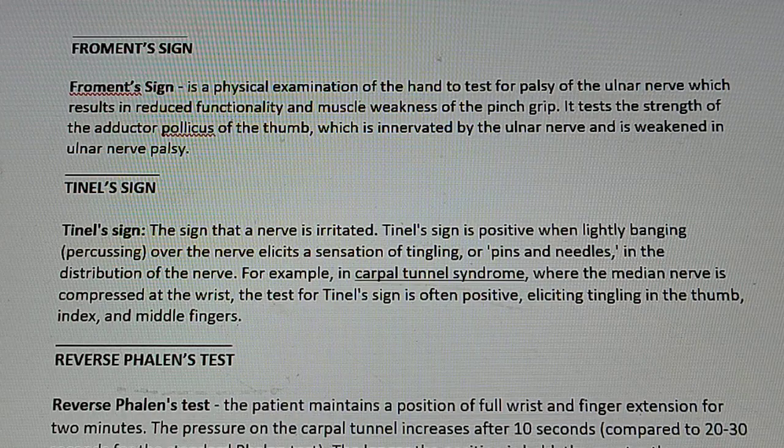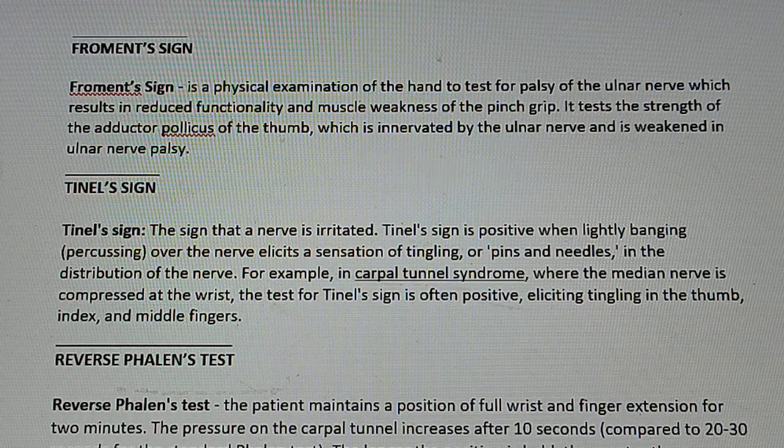Froment's sign is a physical examination of the hand to test for palsy of the ulnar nerve. So it's focusing on the ulnar nerve, which results in reduced functionality and muscle weakness of the pinch grip. It tests the strength of the adductor pollicis of the thumb. The adductor pollicis is innervated by the ulnar nerve, and it is weakened in ulnar nerve palsy. So this is Froment's sign. It is testing for the ulnar nerve.